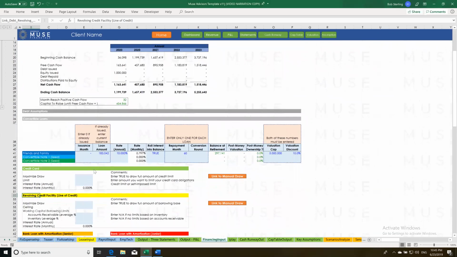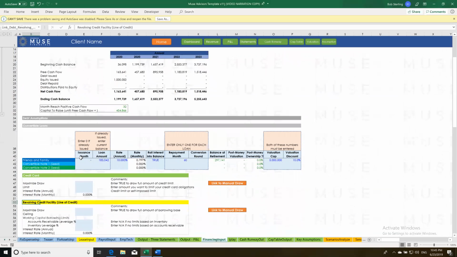The template includes 3 convertible notes, which are currently called Friends and Family, Convertible Note 1, and Convertible Note 2. These convertible notes can pertain to either debt that's already on your balance sheet or debt you intend to issue in the future. If the debt already exists on your balance sheet, enter 0 for the issuance month. If you intend to issue the debt in the future, type in the month when you would issue it.